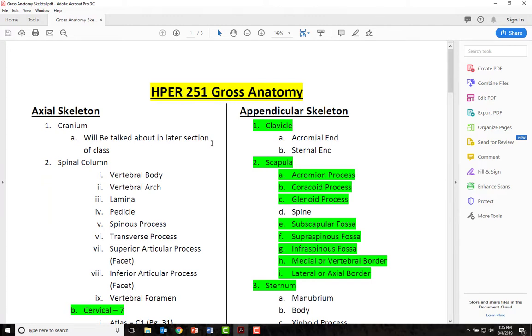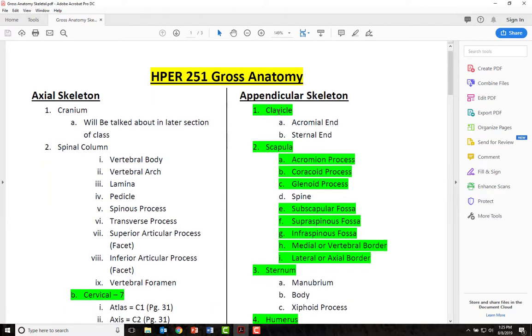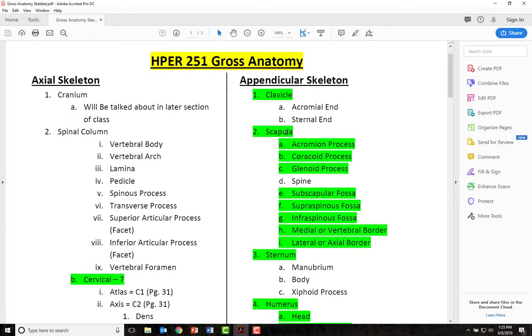Okay, now we're going to start the appendicular skeleton, and we'll start with the upper extremity. So again, everything in green is the stuff you're responsible for. If it's not highlighted in green, it'll probably be a feature we talk about, but it's not something that you're going to be tested upon. So the first bone on our list here is the clavicle.